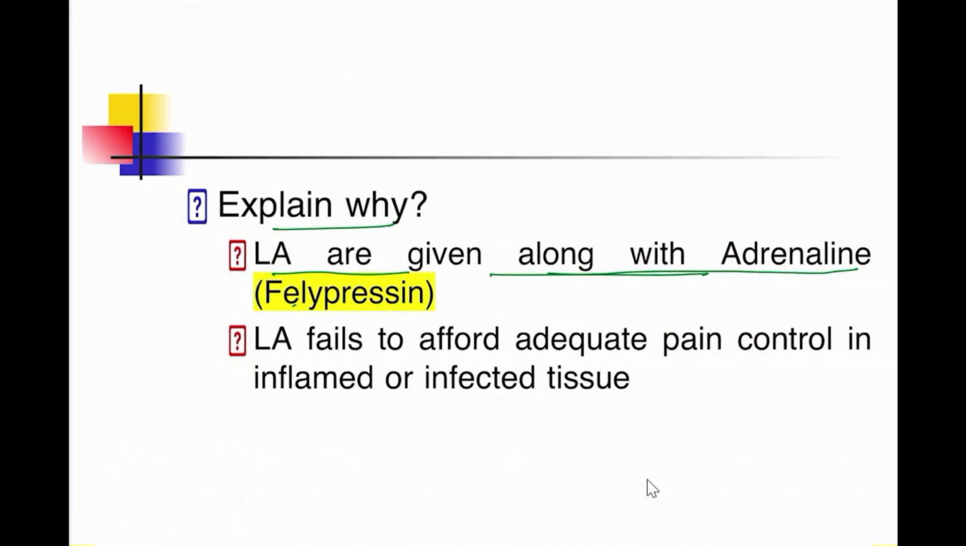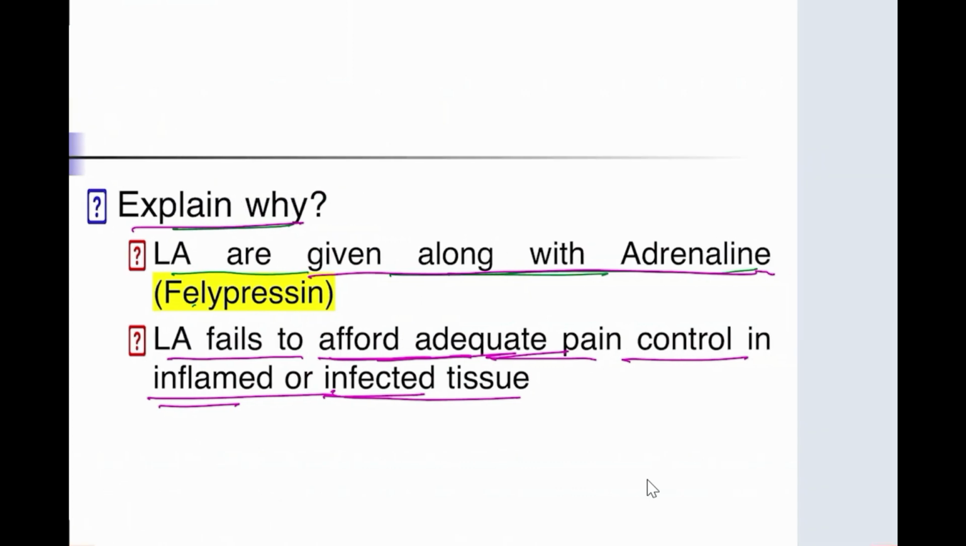So these are the questions on the basis of this. Explain why local anesthetics are given along with adrenaline. I have told already all the points. Then the second question is, local anesthetics fail to afford adequate pain control in inflamed or infected tissue. जहाँ पे inflammation है और जहाँ पे pus है वहाँ पे the local anesthetic fails to afford adequate pain control. Now what kind of question can be asked here?